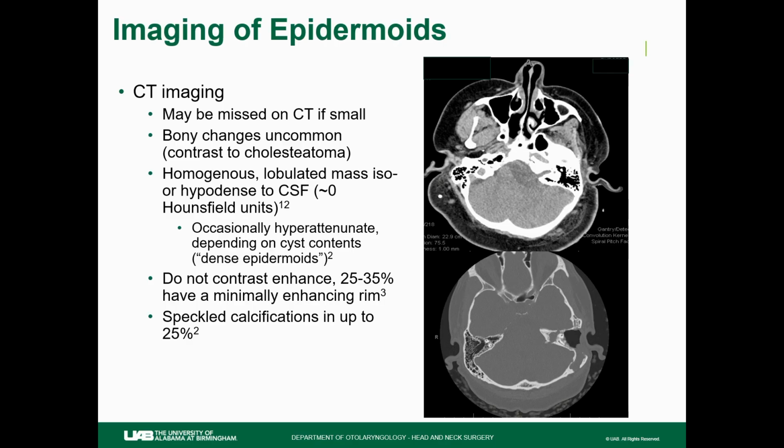The bottom image is a patient with opacification deep to the labyrinth and adjacent to the sigmoid sinus and a canal wall down cavity with bony erosion. This is recurrent cholesteatoma.